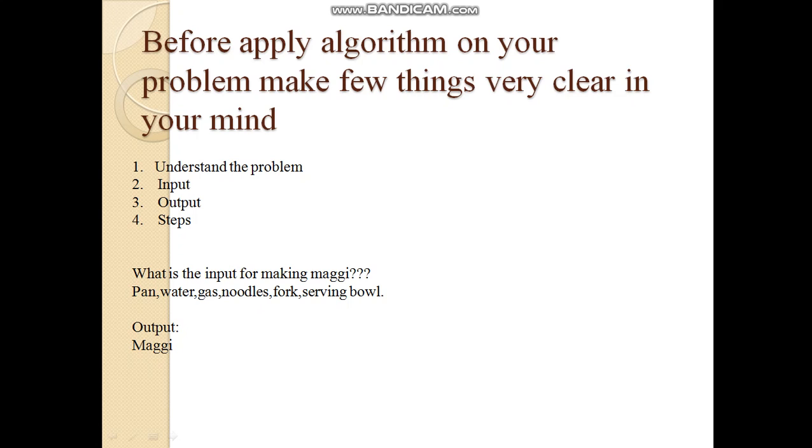And steps means whatever we saw previously for making Maggie. You take the pan, add the water into it, then put the pan on the gas burner, then switch on the gas. So this is the stepwise procedure you apply for solving your problem, and this is nothing but algorithm.